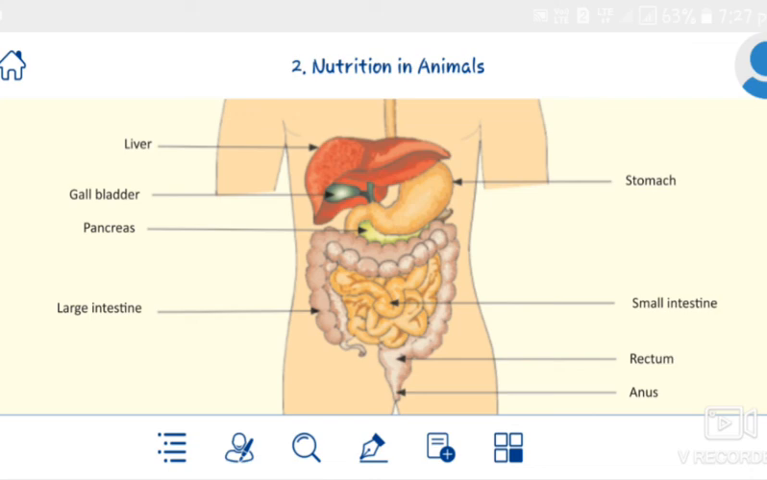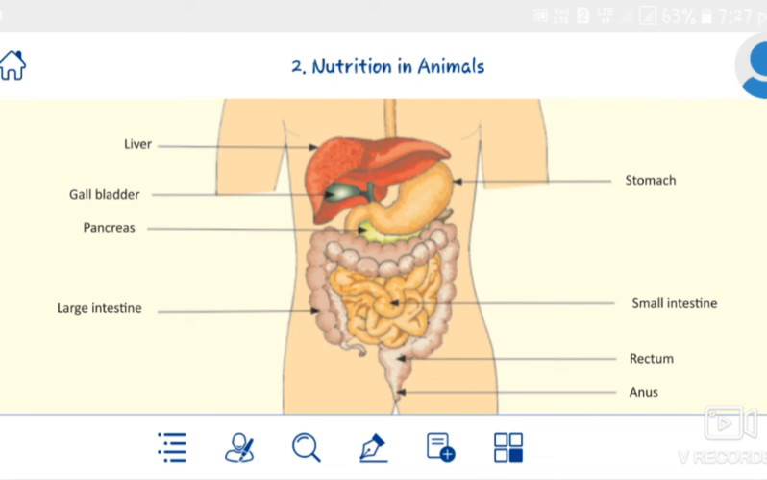It is 1.5 meters in length. Water and minerals, that means sodium, are absorbed from the food in the large intestine. Many friendly bacteria present in the large intestine help in the digestive process.